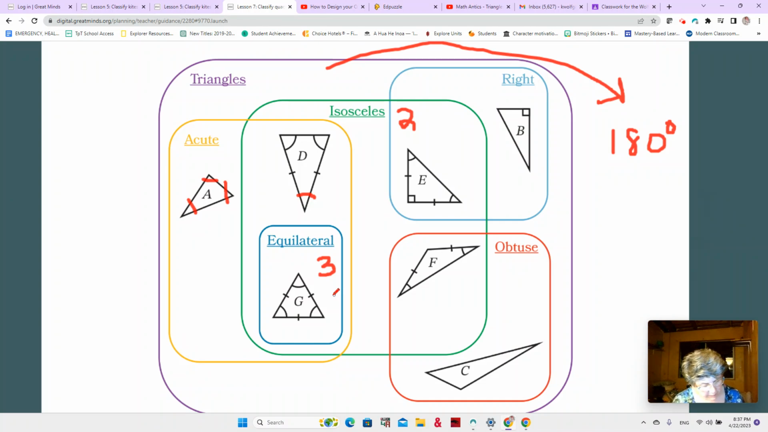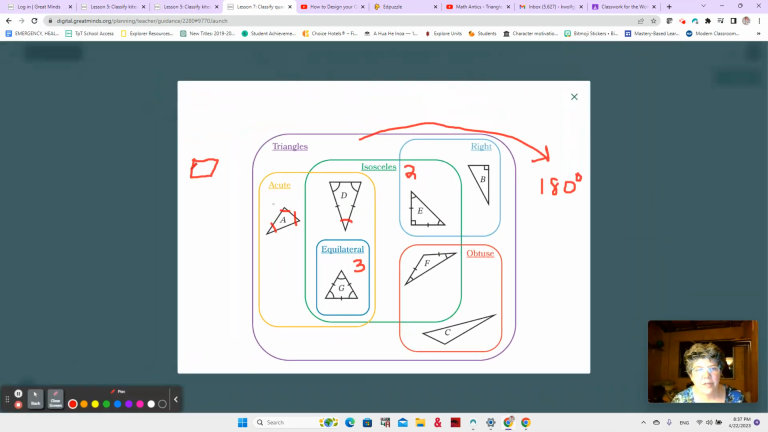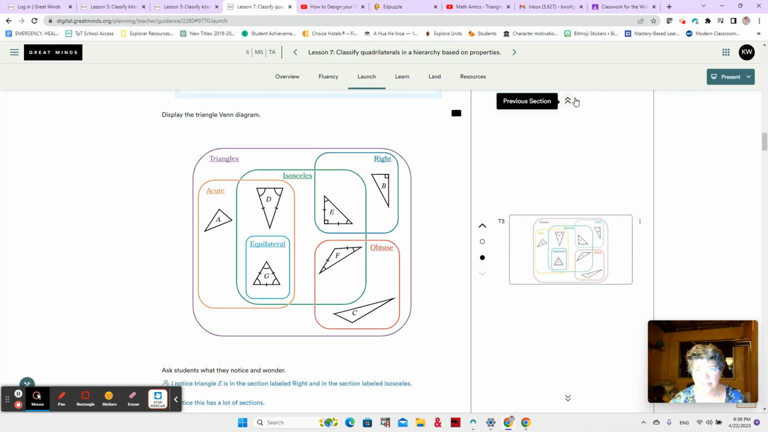Okay. Anything else? Would it make sense to put a quadrilateral in this diagram? No, because these are triangles, right? So if we had a quadrilateral, it would have to go out here, right? Maybe in a separate section. All right, so today we're going to classify and organize quadrilaterals in a Venn diagram. We were just practicing here on triangles, something maybe familiar. Hopefully you worked on those last year. Okay, so that's everything for this video.